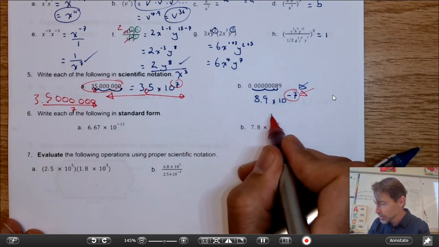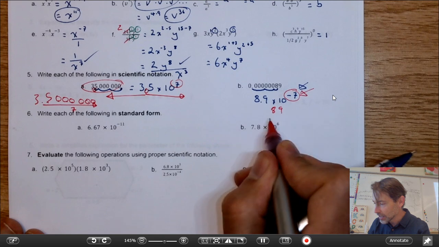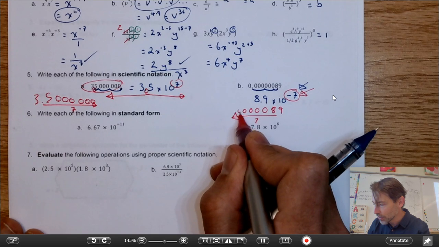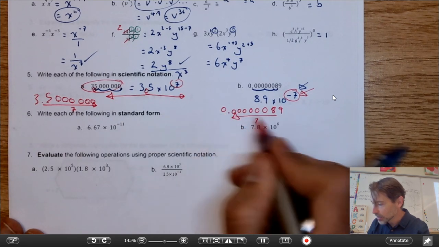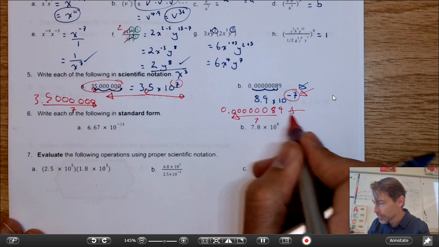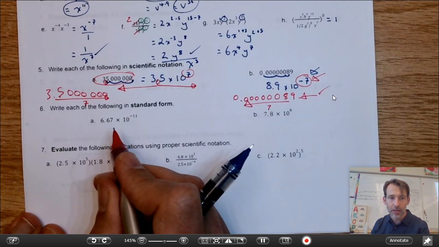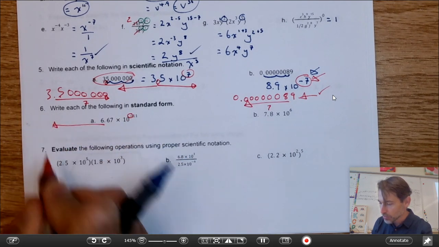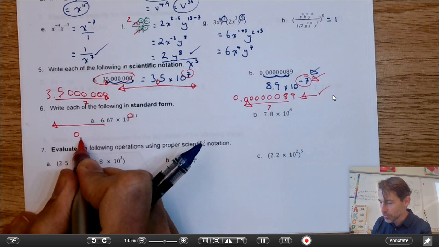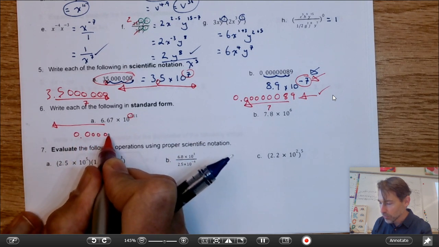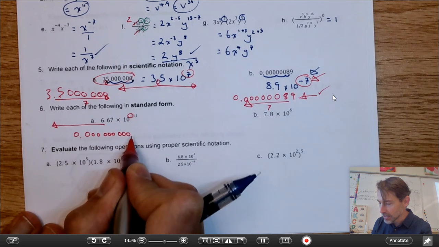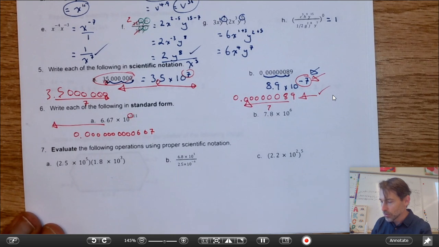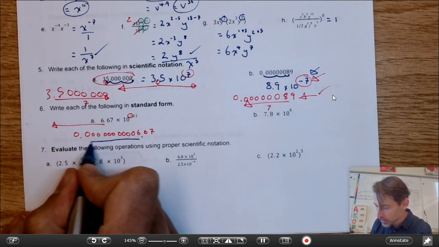Okay, with this one, you'd have 8.9, and you move it 7 that way. So we need some zeros. 1, 2, 3, 4, 5, 6. There it is, 7. Okay, add the front 0 for clarity. Cool. All right. So here we're going to move. Oh, I notice this is negative. So I'm making this number really small. I move it that way. So let's go. 0.1, 2, 3, 4, 5, 6, 7, 8, 9, 10, 11. So that would be 11 moves from here over to there.